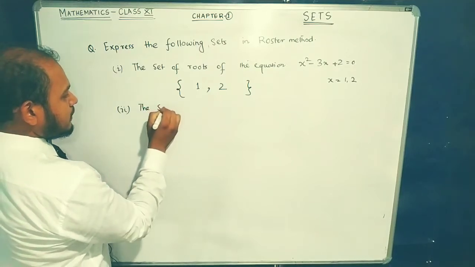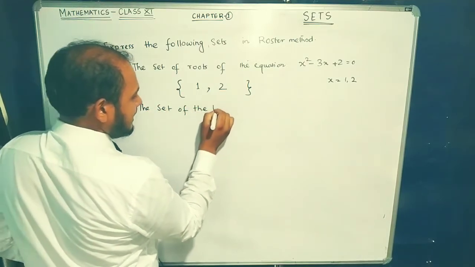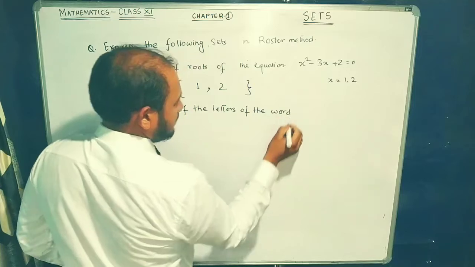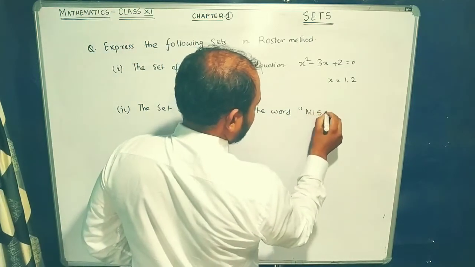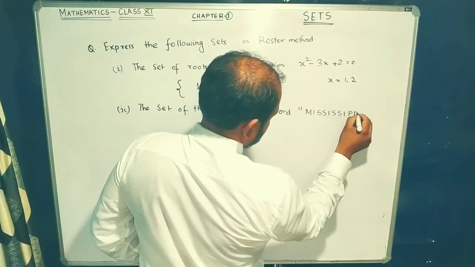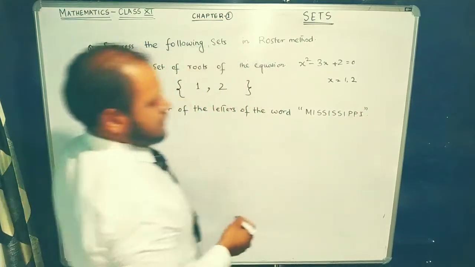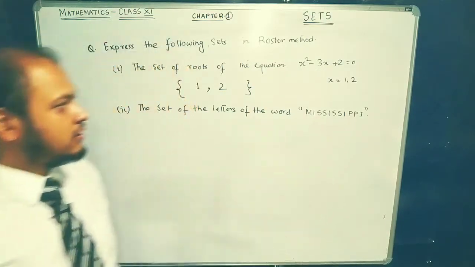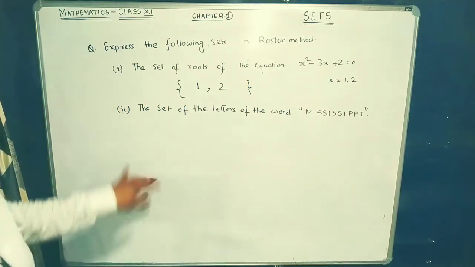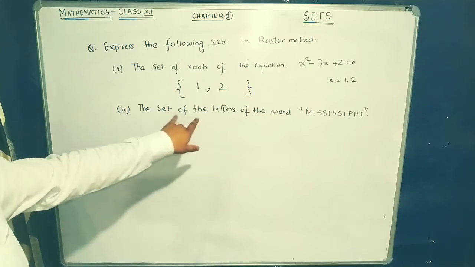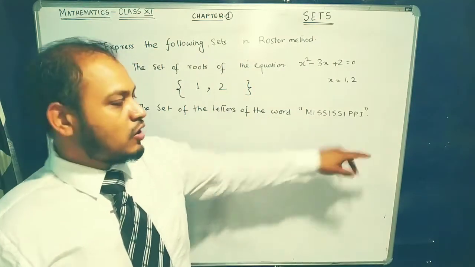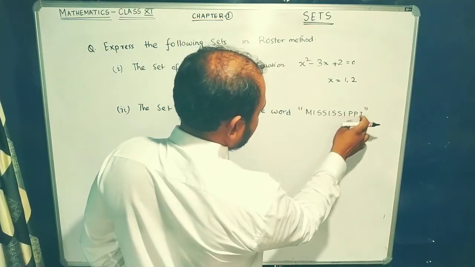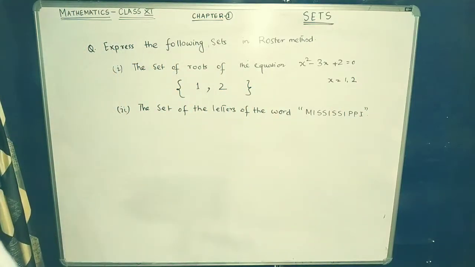The set of the letters of the word Mississippi. Mississippi is a very old city in the United States of America, so it is just a name of the city. Now you are required to find the set of what? The letters contained in this word. So how many letters does this word have? 1, 2, 3, 4, 5, 6, 7, 8, 9, 10, 11 letters. So there are 11 letters inside this word.